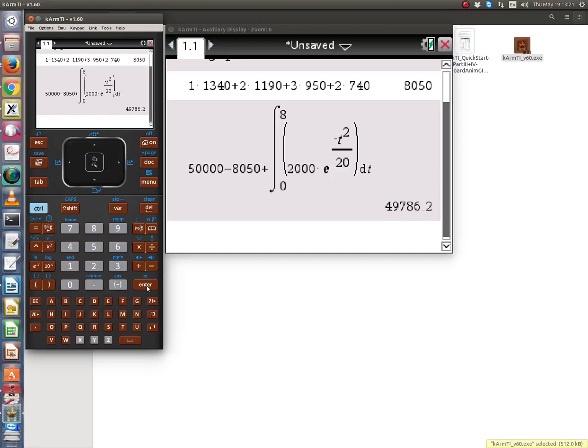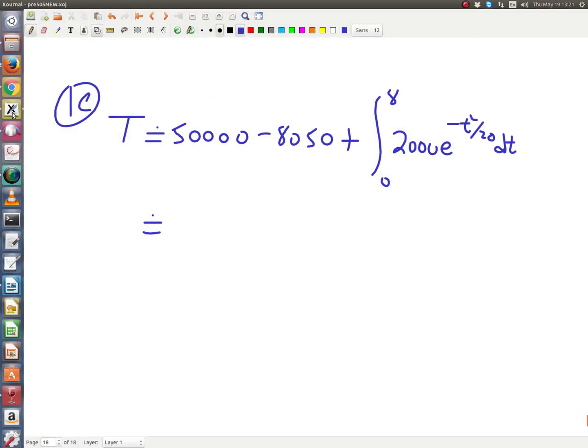And they want this to the nearest liter, so that's 49,786 liters. So let's write that down. 49,786 liters, approximately. Okay. Alrighty, now.